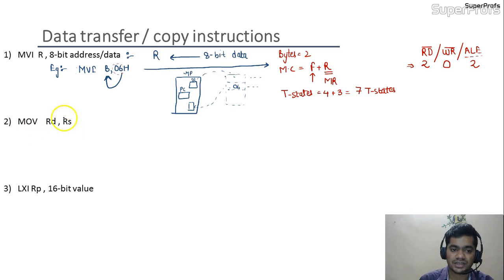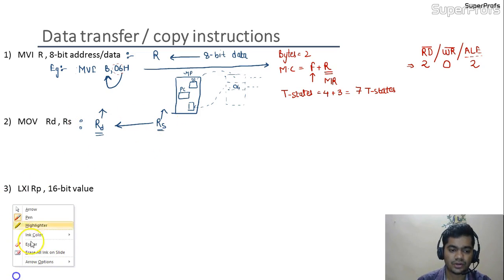So the move operation is, we are transmitting the data from the RS register, that is the source register, to the RD register, the destination register. But it doesn't mean that the data would be removed from the source register. It is like a copy function, that is, the data would be available at the source as well as the destination. Okay, so this is the meaning of this instruction.